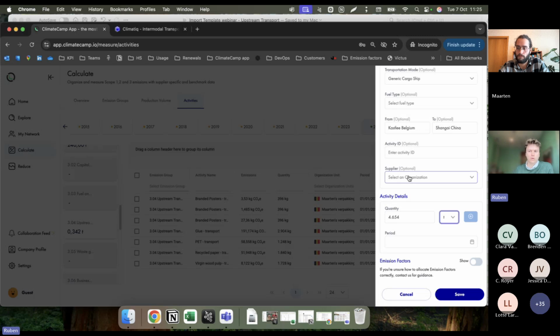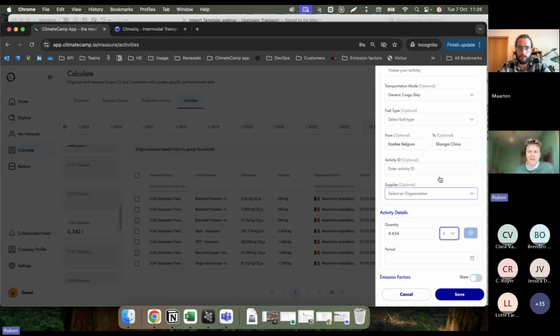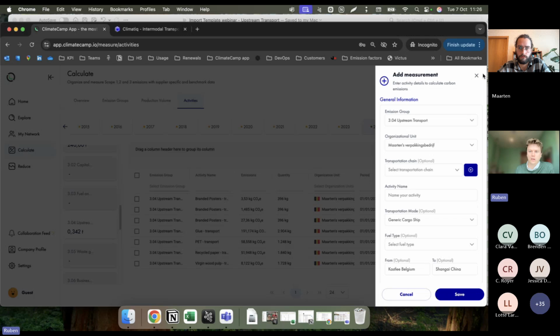That's a bit of the USP, or the unique selling point, for ClimateCamp: all activities can be linked to suppliers, allowing you to understand the proportional impact of a specific supplier and also gather insights on potential reduction targets of the supplier, or primary data that the supplier might be able to provide for the activities that they are performing for you. When this data has been saved and uploaded, our calculation engine will start calculating the emissions for that activity.